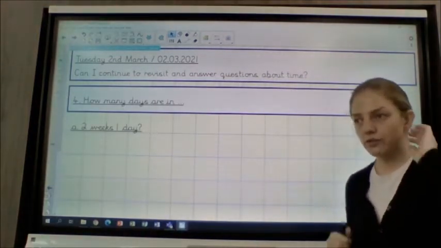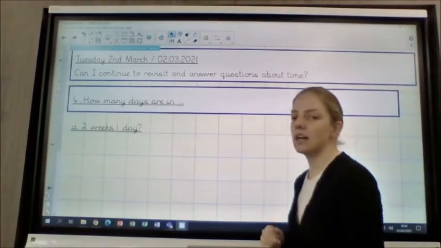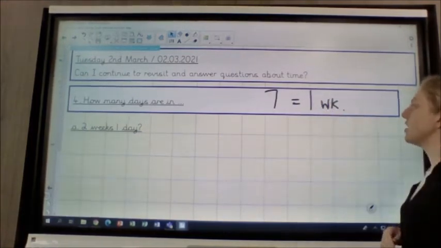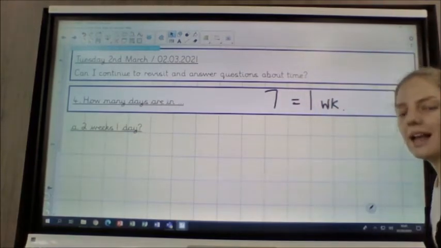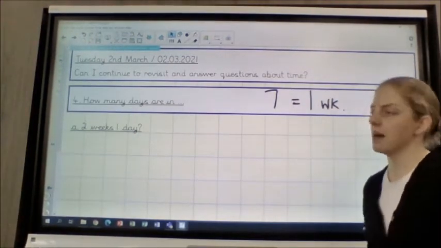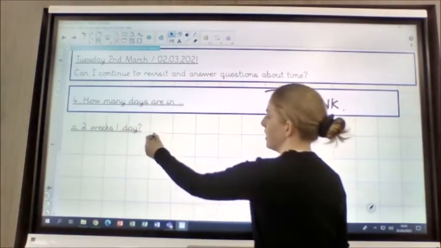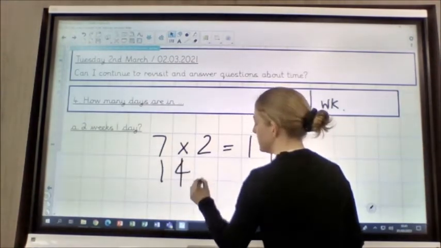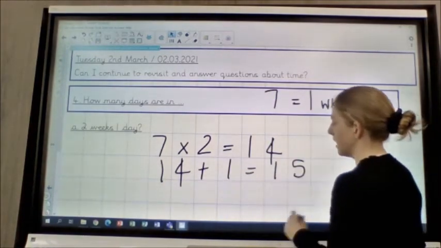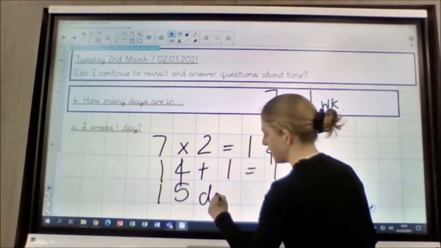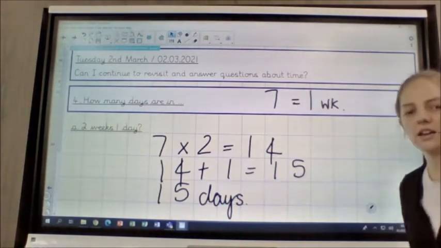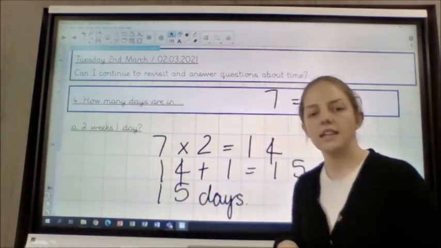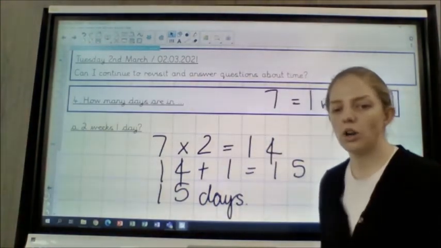And my last question for today in your workbook is how many days are in? Now, I know straight away 7 equals 1 week. I know that there are 7 days in 1 week. So I will have to multiply by 7 to get my answer. It's saying 2 weeks and 1 day. So I need to multiply 7 by 2, which we all know is 14. And then we have to do 14 add 1 equals 15. So therefore my answer is going to be 15 days. Okay? Super duper easy. You're going to be multiplying by 7 with whatever answer is in weeks, because we know that there are 7 days in 1 week.